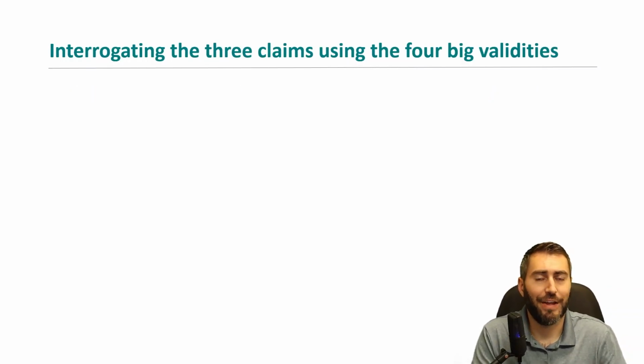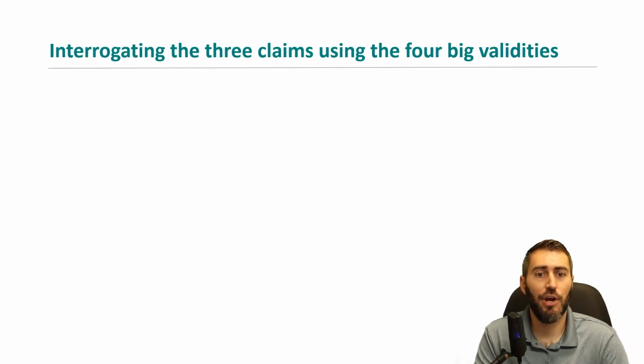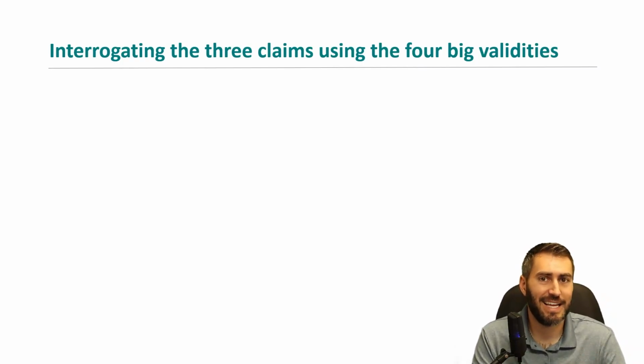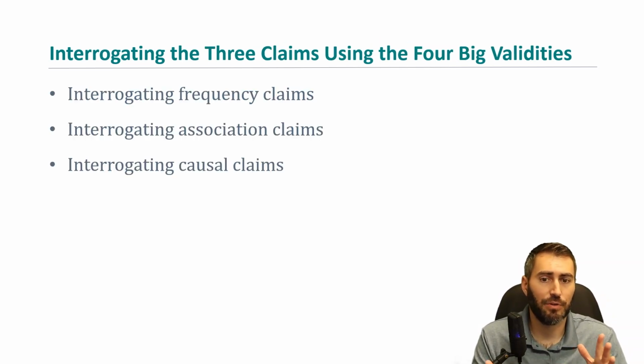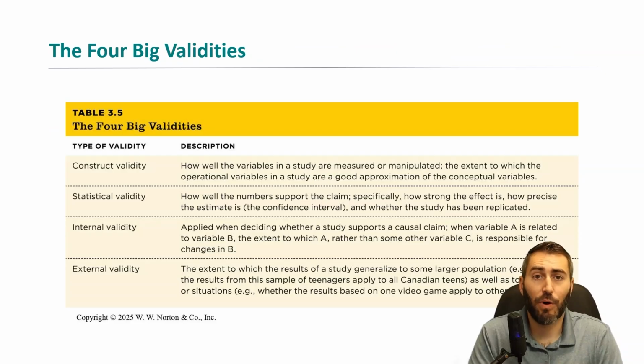All right, and the last section we're going to cover here in this chapter is looking at the four big types of validities, and specifically how we can use these four types of validities to interrogate or assess our three different types of claims. So let's go ahead and look at these. We'll look at frequency, association, and causal claims using these four big validities. But first, we need to talk about what the four big validities are and explain just what these four are.